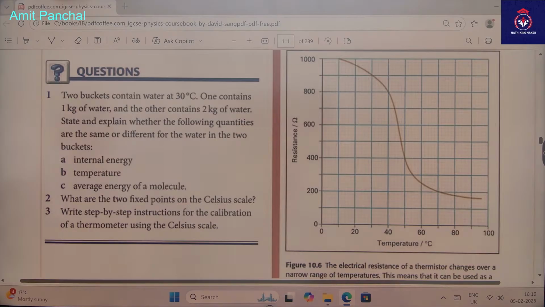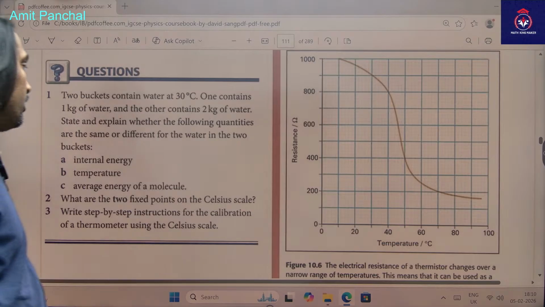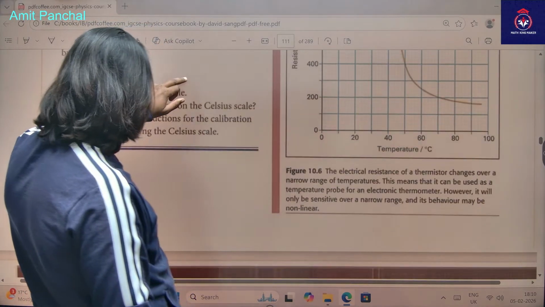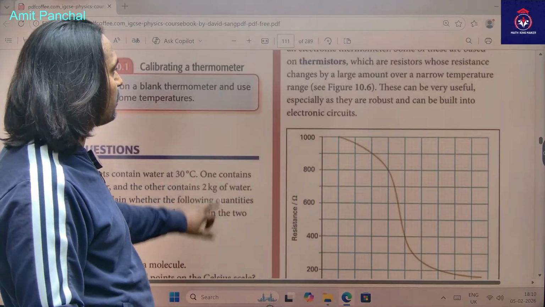Okay, what are the two fixed points on the Celsius scale? 0 and 100. Write step by step instructions for the calibration of a thermometer using the Celsius scale. Okay, we'll calibrate it according to the prefixed temperatures.